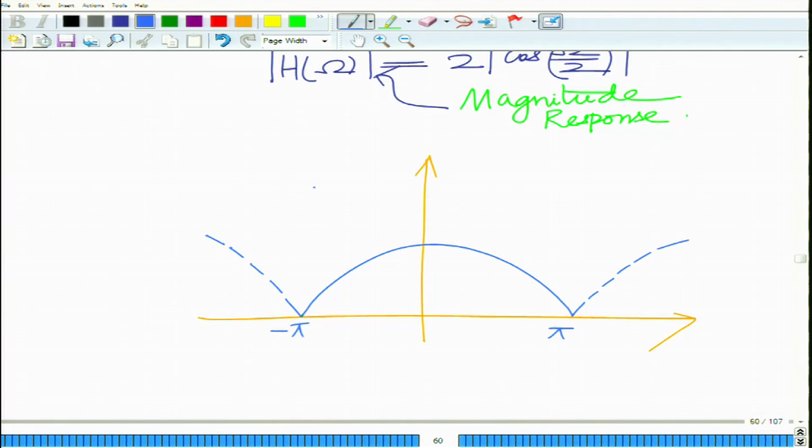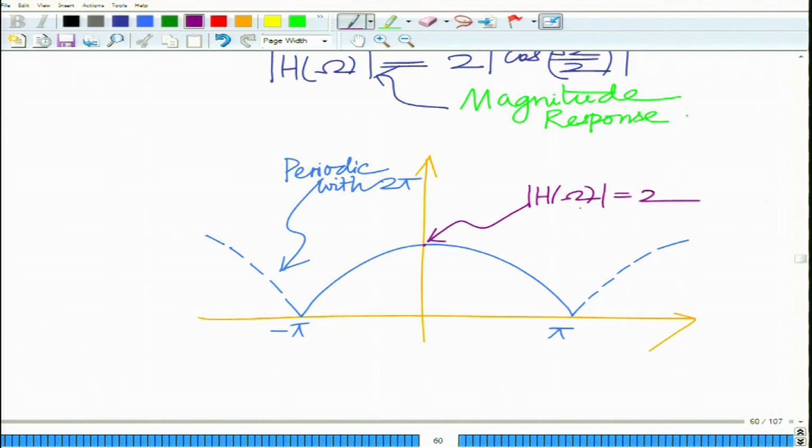Okay, this is periodic with period equals 2 pi. Okay. And this is the peak, you can see magnitude H of omega equals 2. So, this is a plot for magnitude H of omega, and this is omega. Okay. Here it is 2, here it is 0. So, it starts at the maximum at 0 and tapers down, decreases towards minus pi and pi.